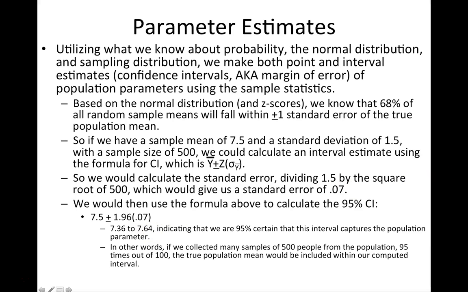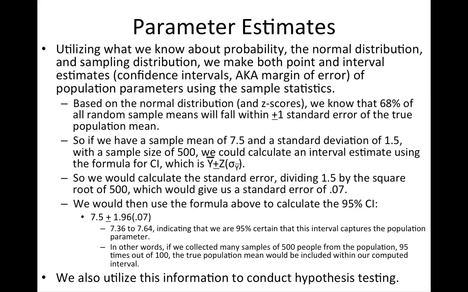We can interpret that by saying that we are 95% certain that this interval captures the population parameter. In other words, if we collected many samples of 500 people from the population, 95 times out of 100, the true population mean would be included within our computed interval. We also utilize this information to conduct hypothesis testing, which we'll talk about more in Module 3. But I want you to understand the basic ideas of creating these parameter estimates.